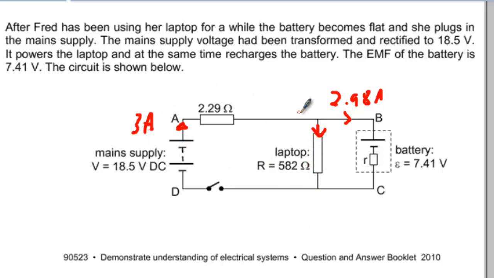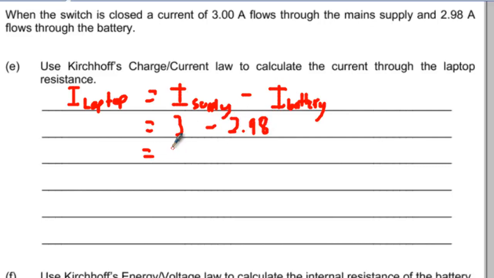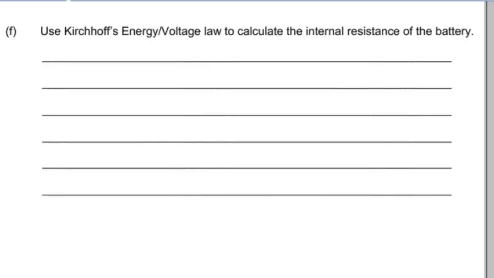If there's 3 amps coming into that node, 2.98 going out, then the current here is going to be 0.02 amps. More formally, current through the laptop is equal to the current from the supply take away the current through the battery, which is 3 amps take away 2.98 amps, giving us an answer of 0.02 amps. F. Use Kirchhoff's voltage law to calculate the internal resistance of the battery.